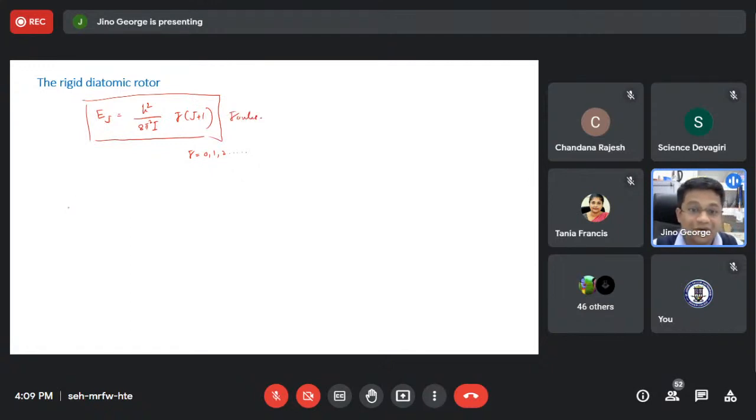I mean, in the previous class, okay, so we have time. I will go again a bit slowly so that the concept is clear to you. So J has values from 0, 1, 2, 3, etc. Right? It goes on like that.